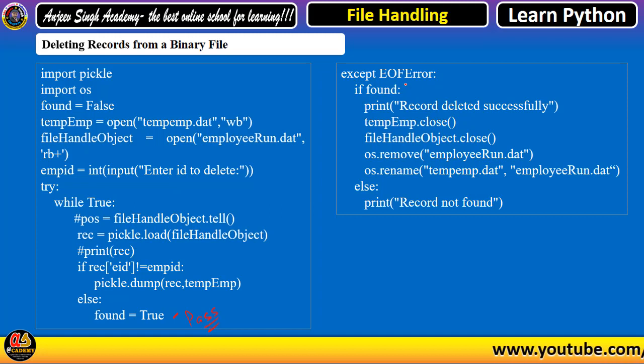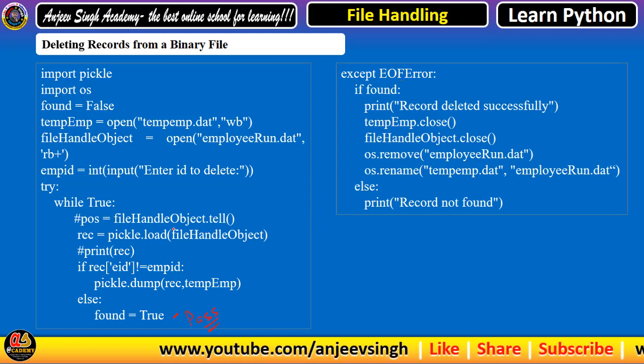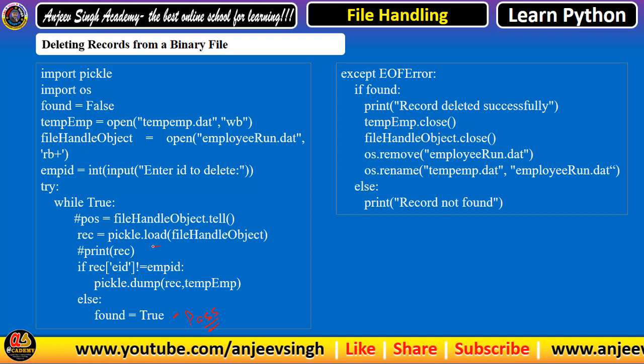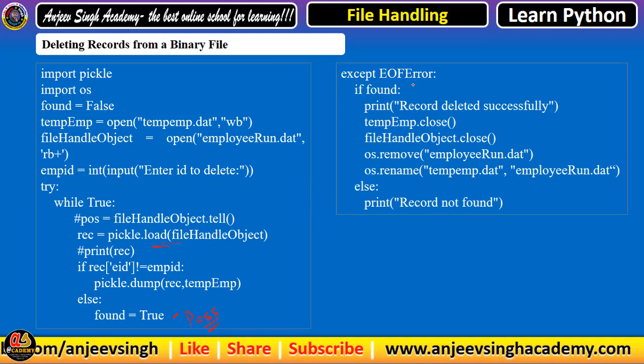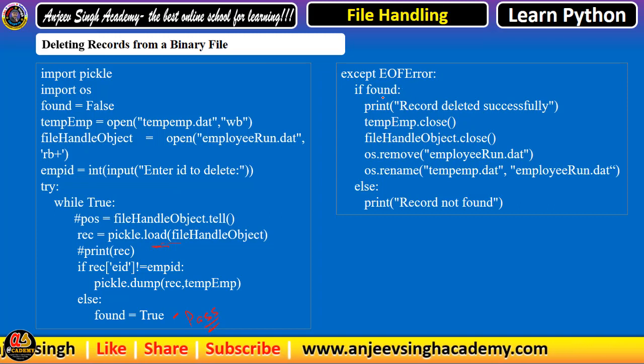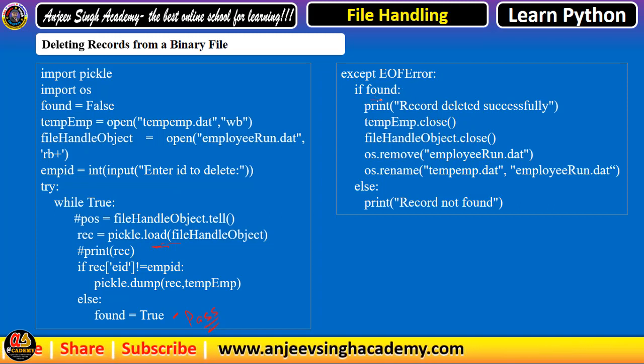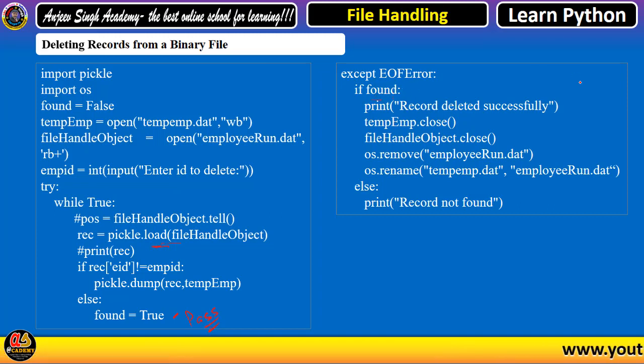Now the except EOF error. So this is my exception handling command here. I'm going to check whether my file has reached the end of the file due to this command. So if it has, then if an exception happened in your program, it's going to check if found, meaning the value of found is true, then this flashes here, record deleted successfully. And at last, I'm closing the temporary file and I'm closing my employee file.